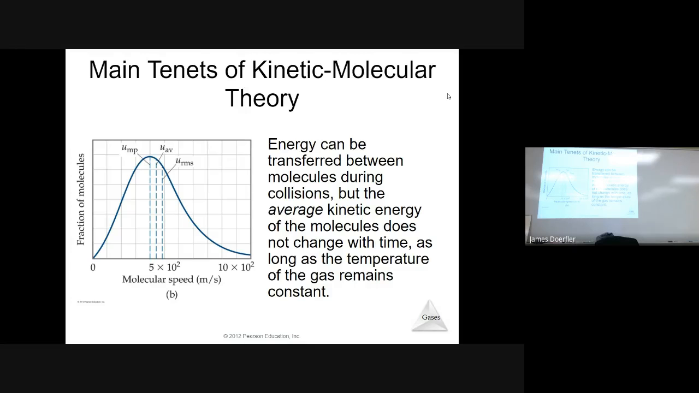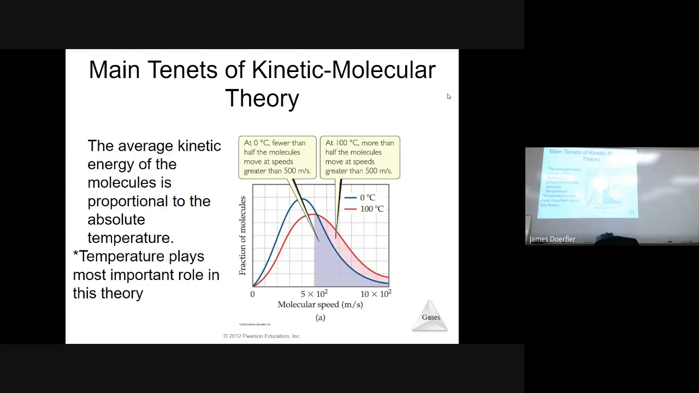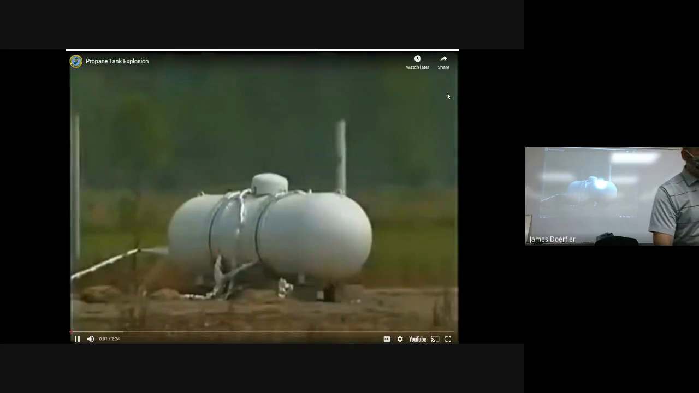So with that statement right there, when we say the average kinetic energy, that, when we measure temperature, is what we are measuring. The average energy associated with the molecules of what we're measuring, as long as temperature remains constant. So the average kinetic energy is proportional to the absolute temperature. Therefore, temperature plays the most important role in this kinetic molecular theory. So watch this a little bit.